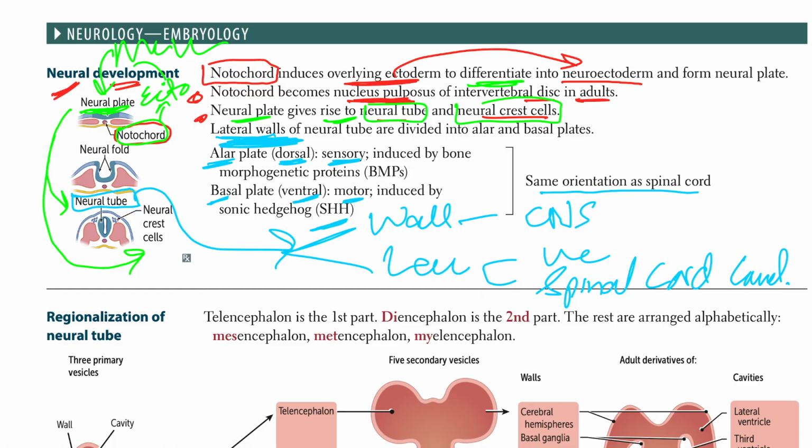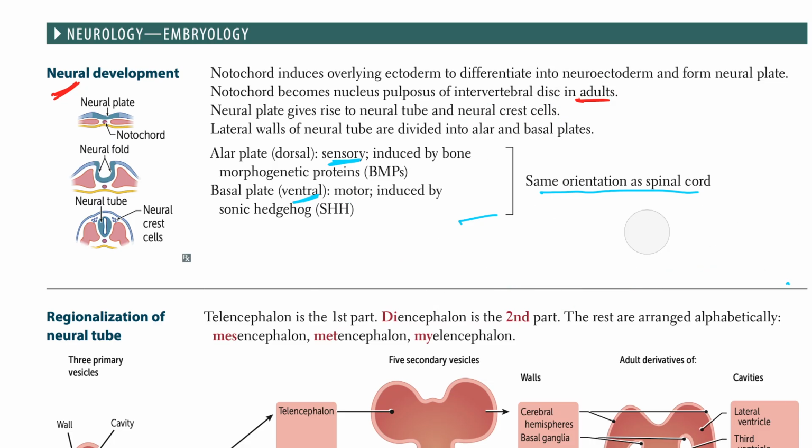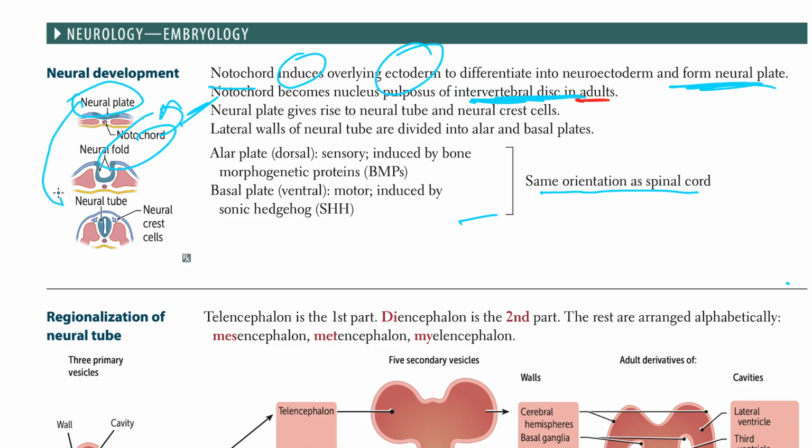Okay, now let's review the whole thing and let's move on to the next. Review. What are we looking at? We said notochord is going to induce the overlying ectoderm, which is right here, the top layer. This is the ectoderm. It's going to induce that ectoderm into formation of neural plate. That neural plate, and what is going to happen to notochord itself is going to be intervertebral disc in the adults. That's about it. And these neural plates, then what are they going to do? Well, they will then form neural tube and neural crest cells. Two things.